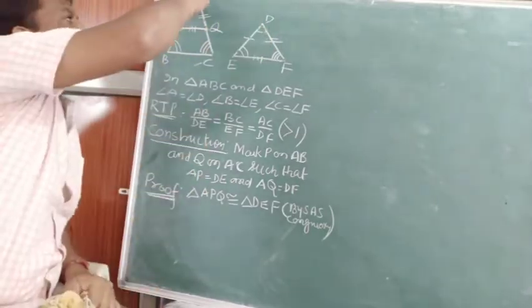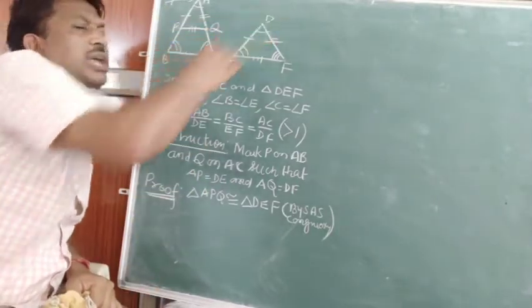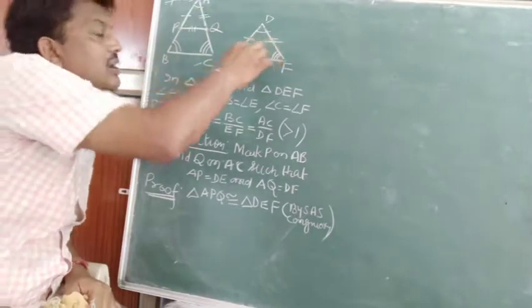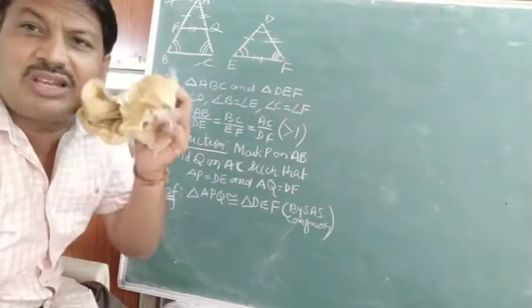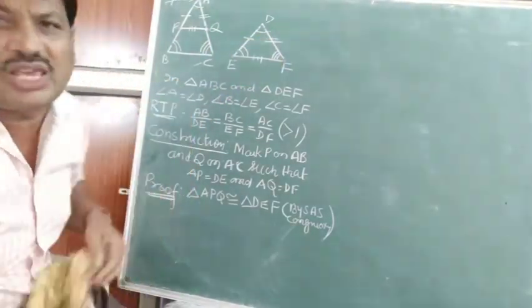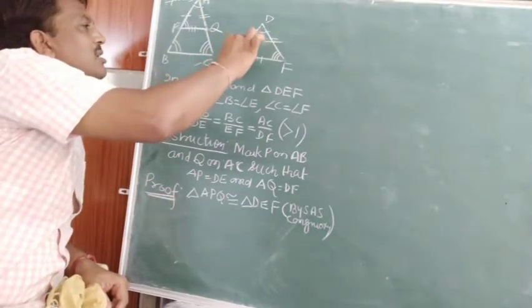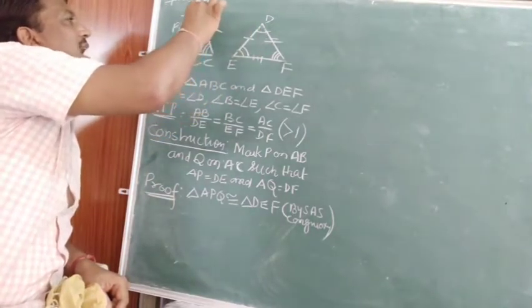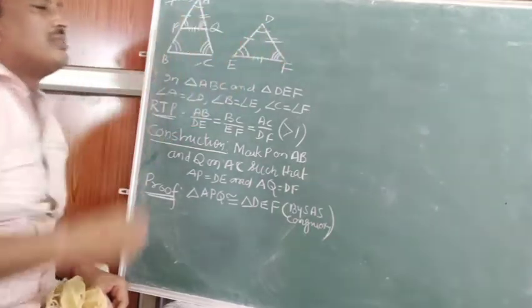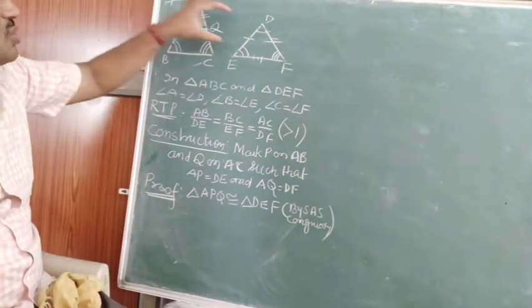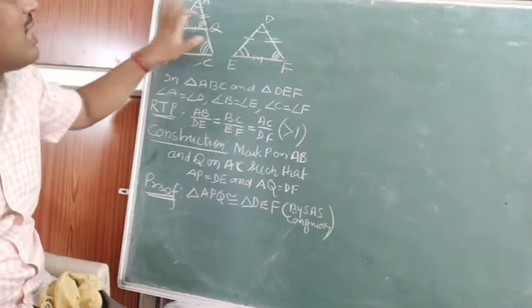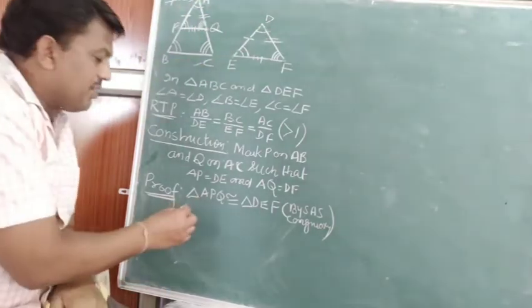So one angle A is already equal to D, and if these two triangles are congruent, it means the remaining two angles are also equal. So this angle is equal to this angle, and this angle is equal to this angle. These two are congruent, so all three angles are the same, children. So what can you write?